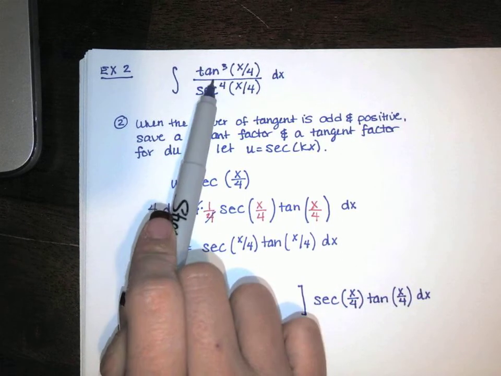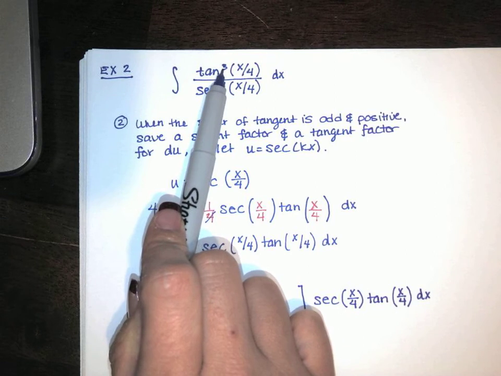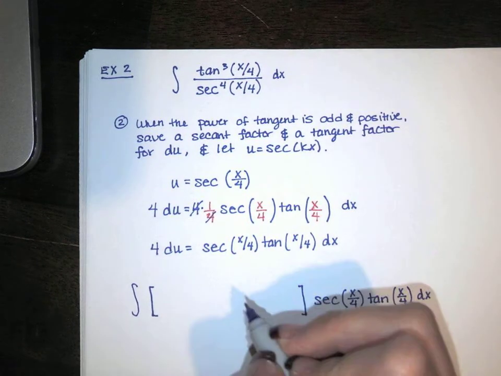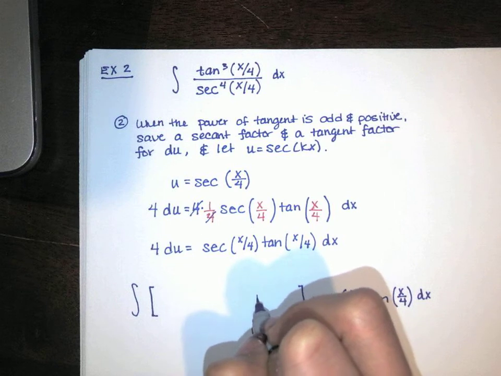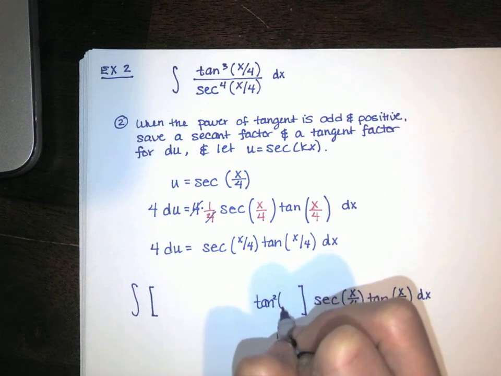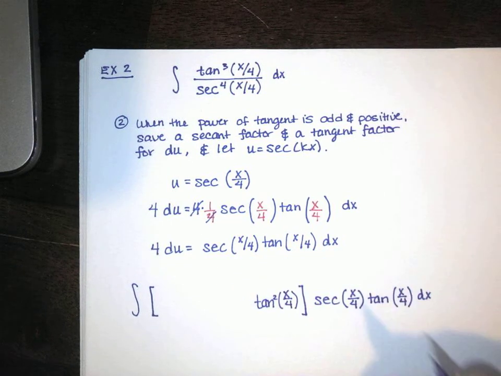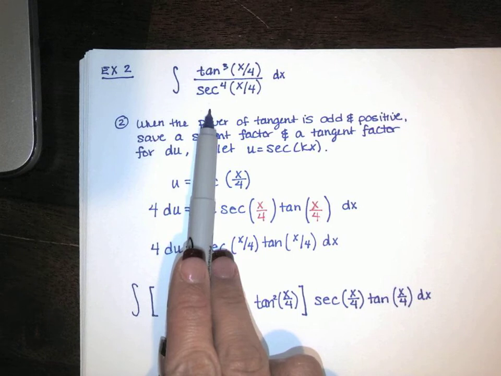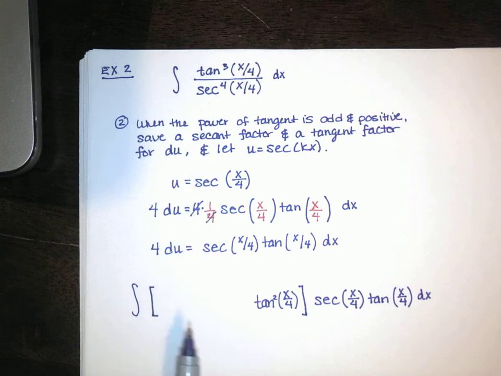I had a tangent cubed. If I take out one tangent, I'm going to be left with a tangent squared. So that's easy. What about the power of secant? I had a 1 over secant to the 4th, or secant to the negative 4th. I need a secant here.